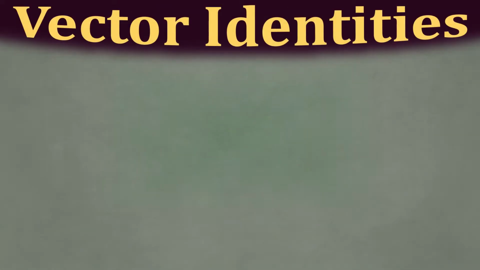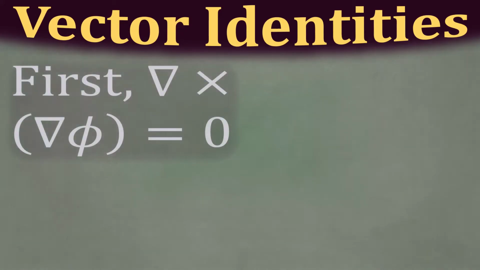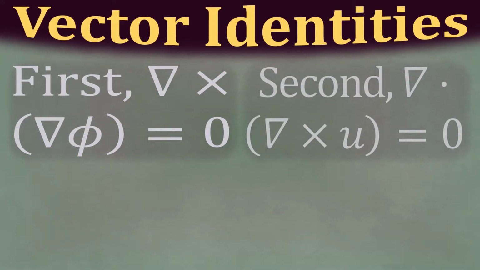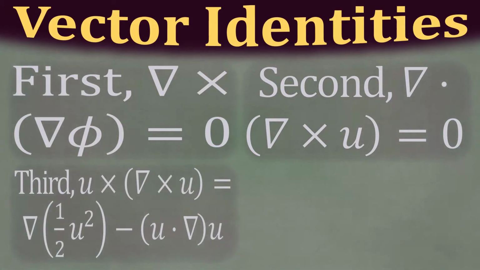Now, let's move on to giving some useful vector identities. First, we have that the curl of grad phi is equal to the 0 vector for any phi. Second, we have that the divergence of the curl of u is equal to 0. Third, we have that u cross curl of u is equal to grad of half u squared minus u dot grad of u.